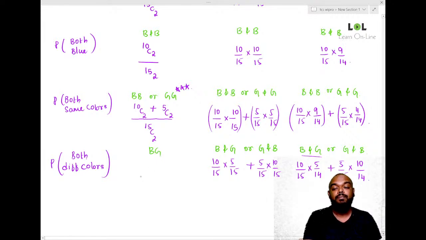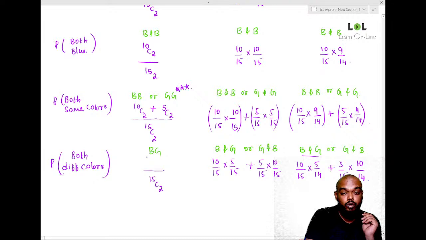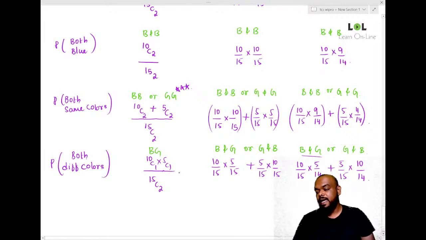That's all. Now, total cases is what? 15C2. That will not change. You need blue: one blue means 10C1, and one green means 5C1. This will be the answer. Am I clear now? Did you understand the last question there?